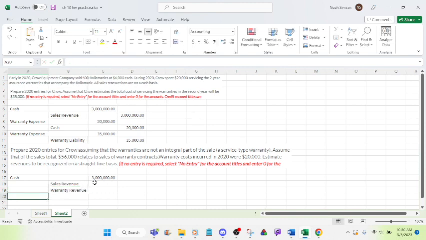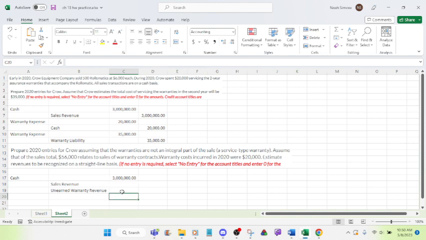But wait a minute. Wait just a second. Is it unearned warranty revenue? So say 56,000, and this equals this minus this. So that should be the correct thing there.